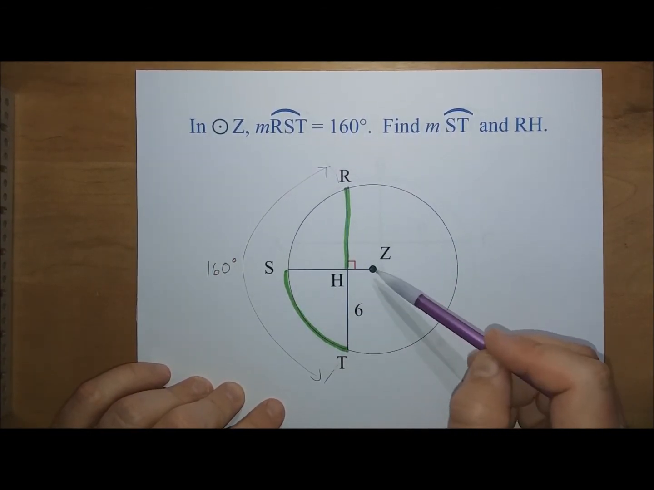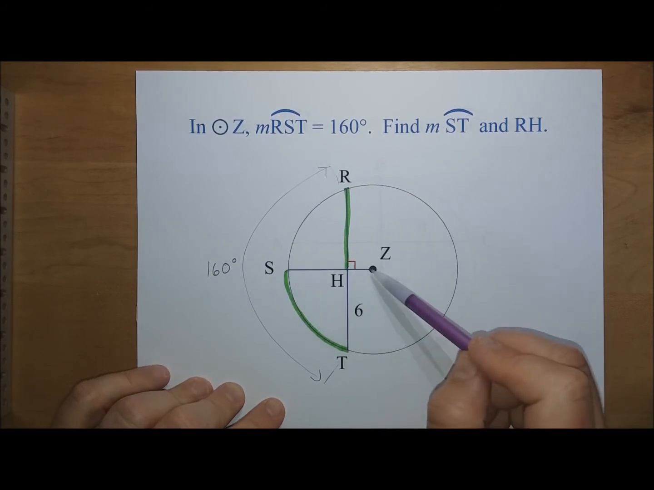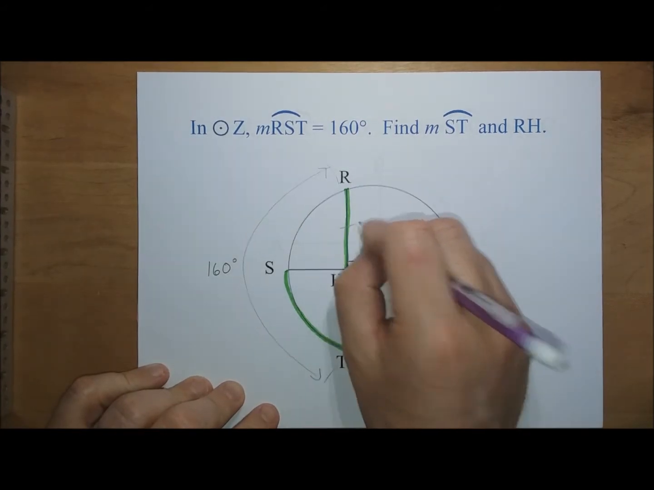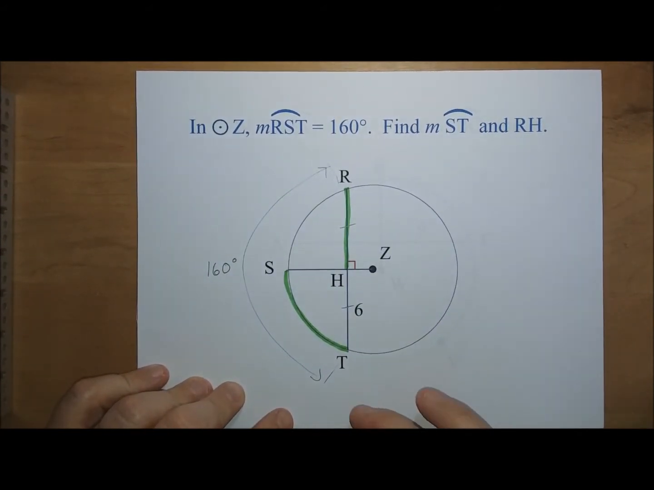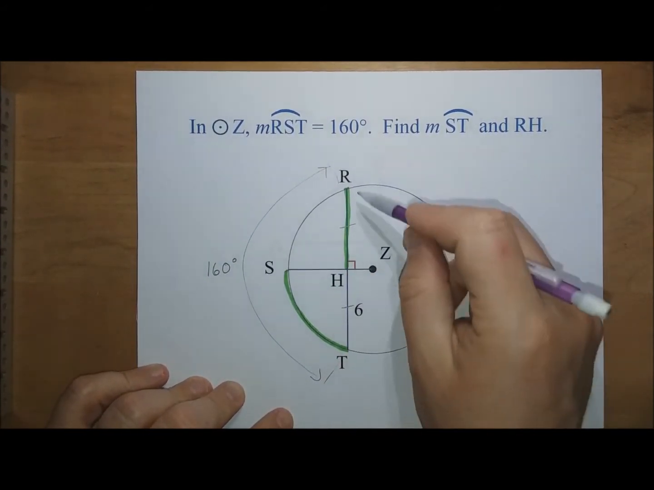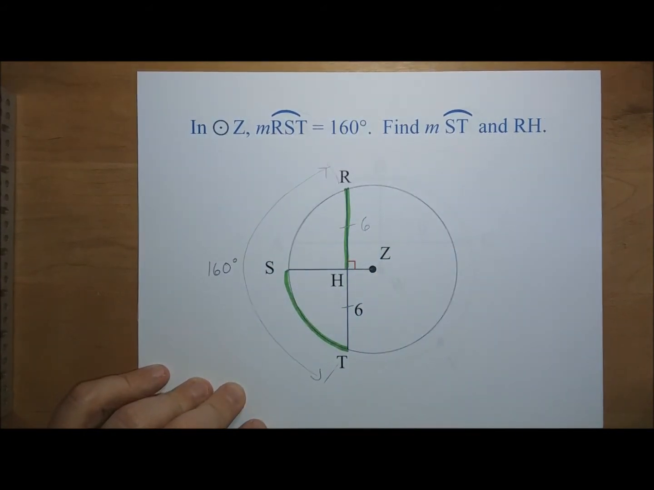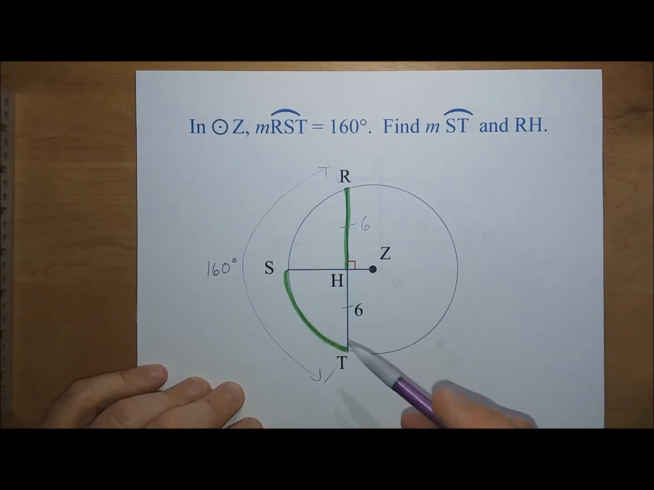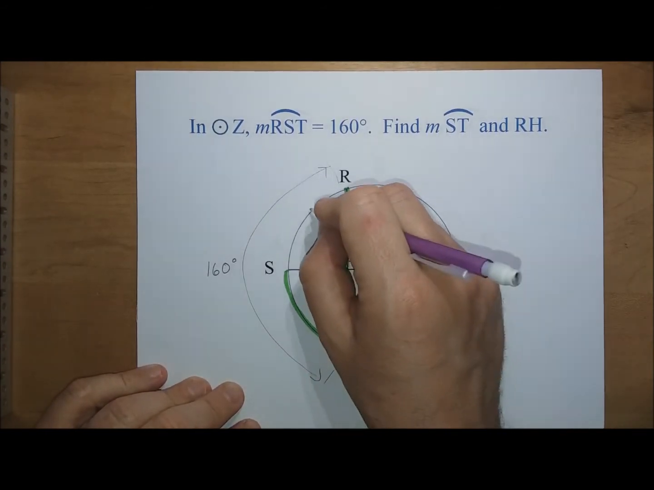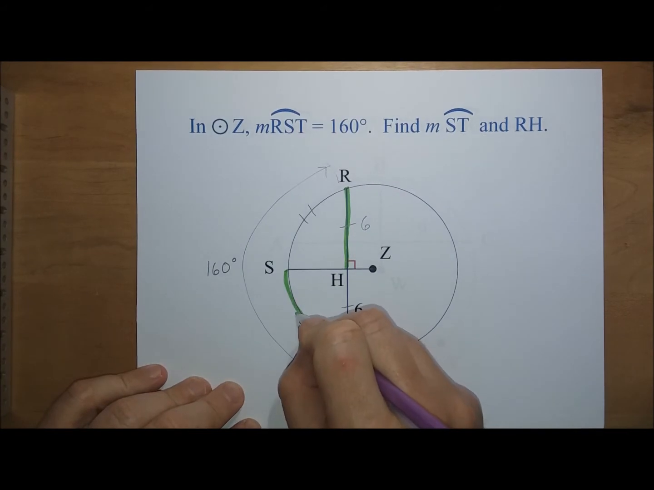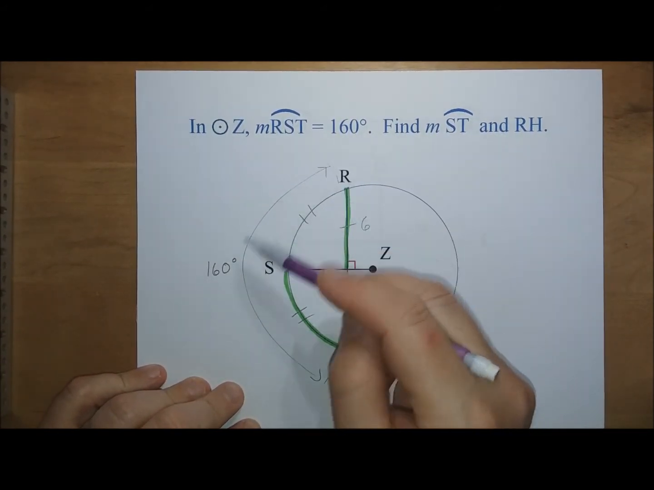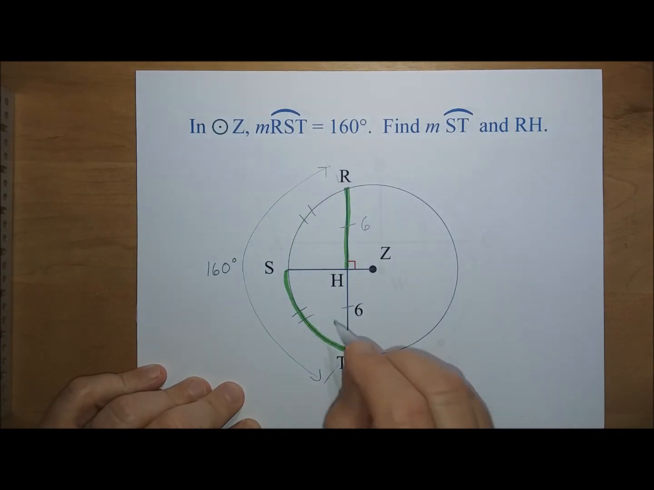Well, it appears that this radius SZ is perpendicular to this chord RT, and therefore we can conclude that it must bisect that chord. And therefore, if HT is 6, RH is going to be 6 as well. It not only bisects the chord, it also bisects its corresponding arc, and therefore we could conclude that these two arcs are going to be congruent. And if these two arcs are congruent and they add up to 160 degrees, each of them will measure 80 degrees.